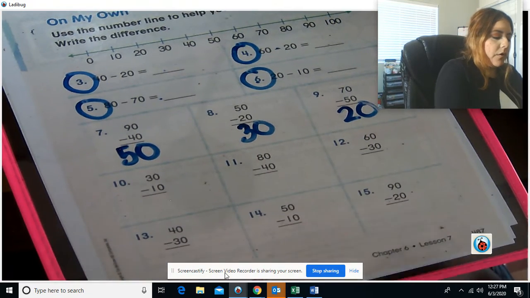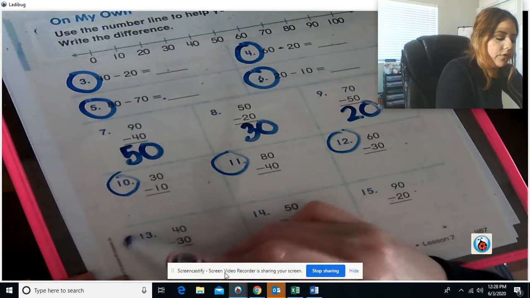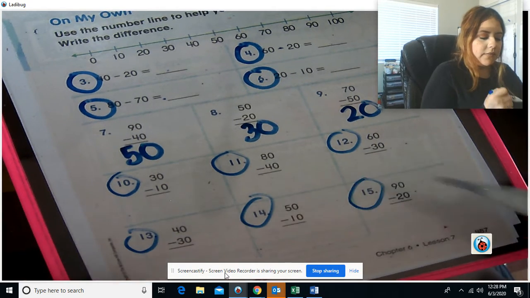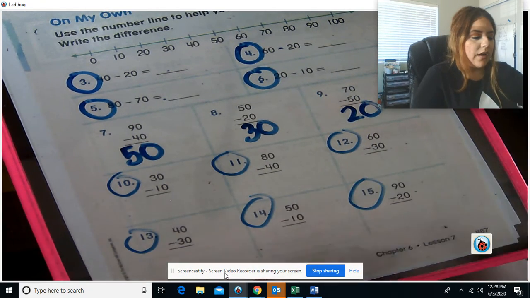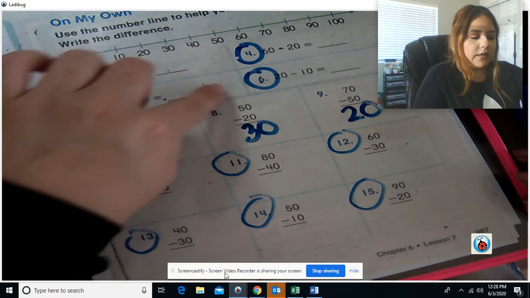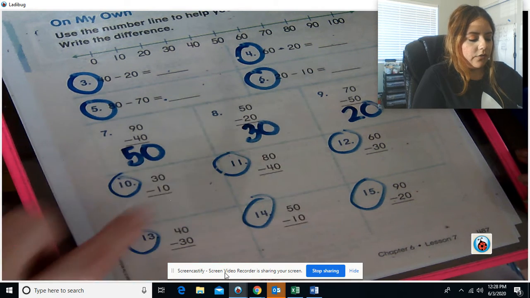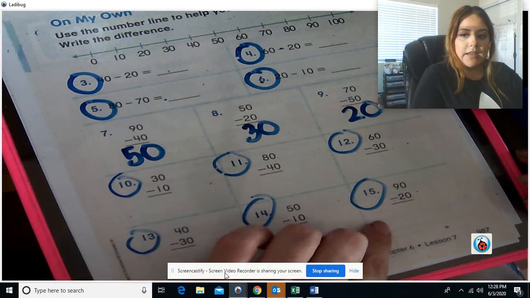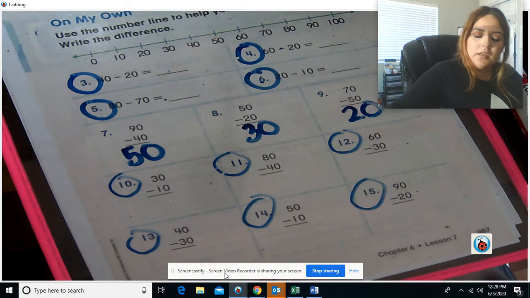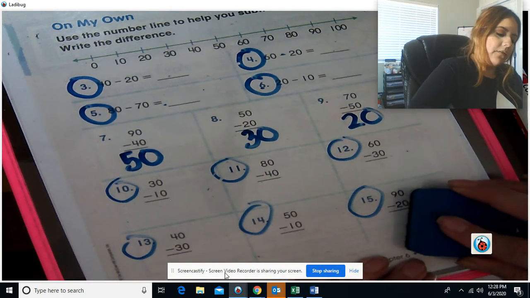Okay, you are responsible for doing 10, 11, 12, 13, 14, and 15 on your own. So you're going to do 3, 4, 5, 6, 10, 11, 12, 13, 14, and 15. All right, we're going to turn the page to our word problems now.